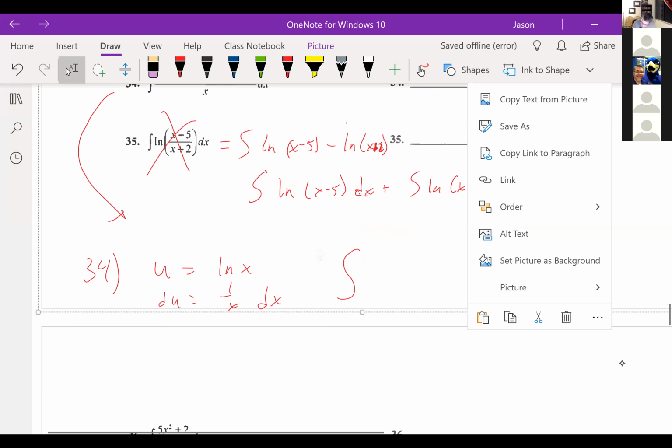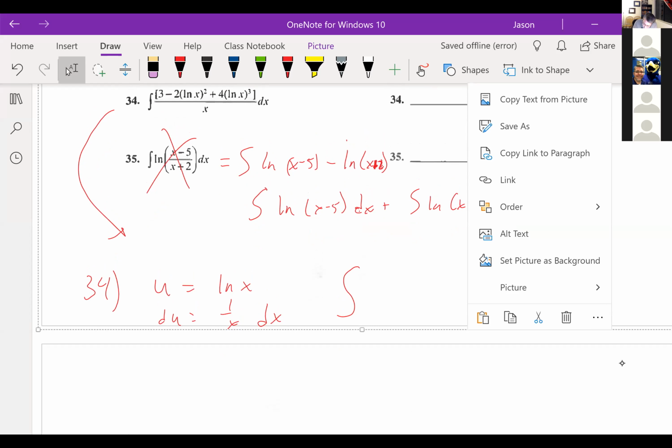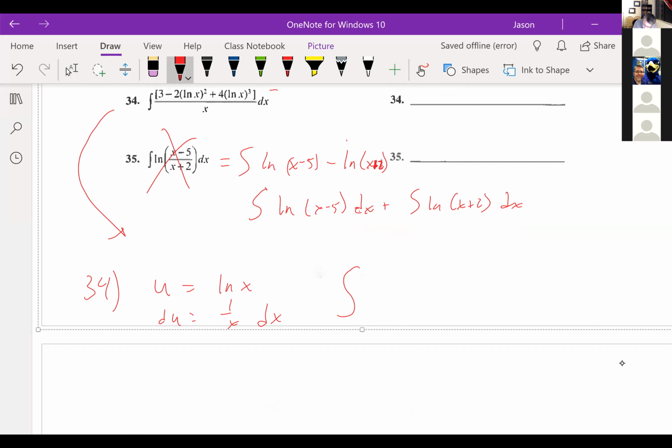Okay, so the 1 over x dx is actually contained right here. Okay, that's the u sub. Okay, that's my integration factor. And so then every time I see a natural log, I can just replace it with a u. So this is just 3 minus 2u squared plus 4 times u cubed. And then this is just du, because the 1 over x dx is going to be equal to du.